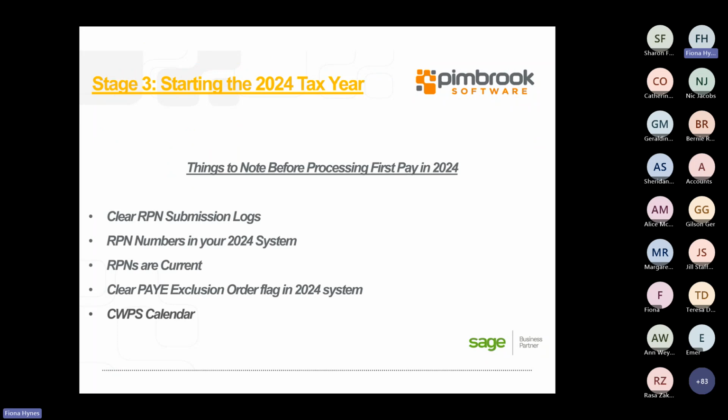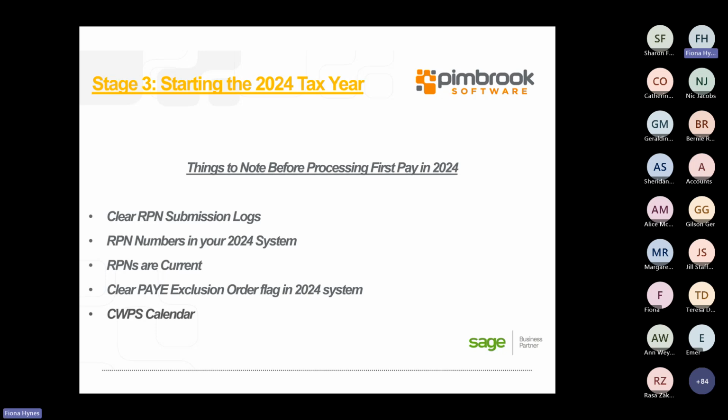So stage 3 is starting your 2024 tax year. Let's just go through again a few things before we start. Firstly, what does the software do when you select Set Up Tax Year 2024? Basically, the software transfers over your payroll data to the 24 software. And as part of this process, it'll tidy up a few things.